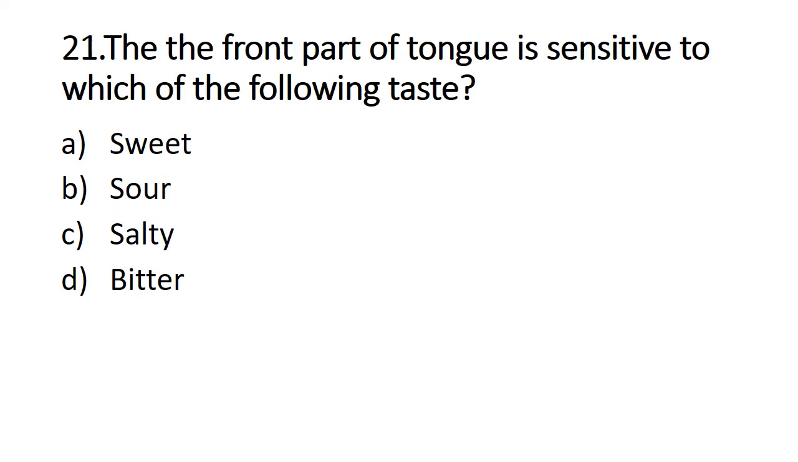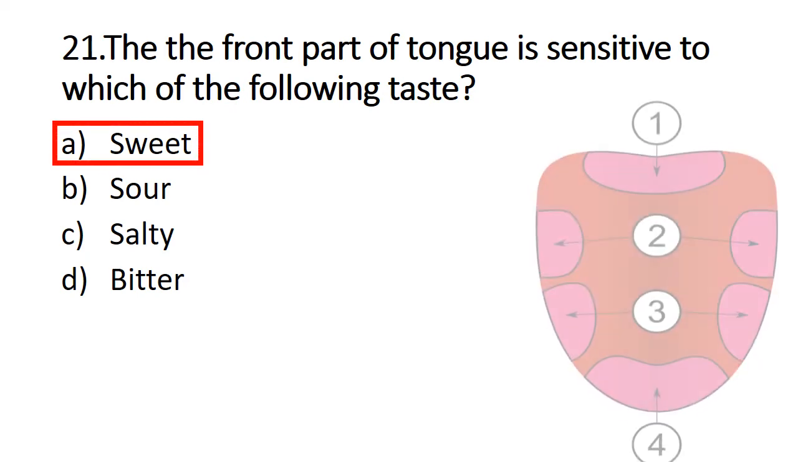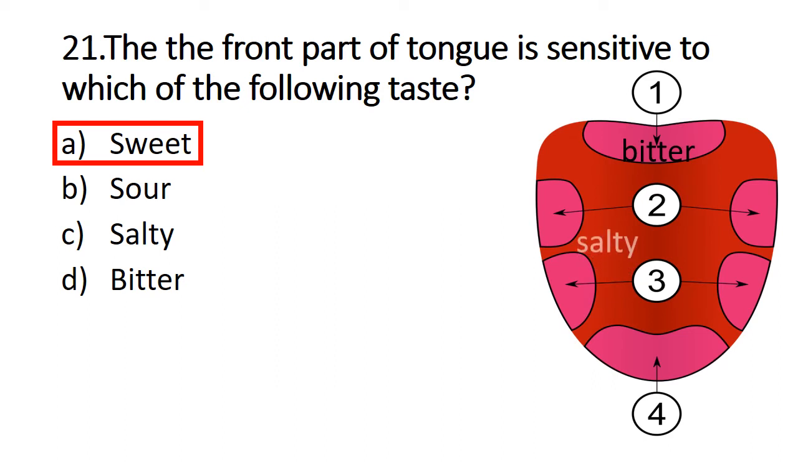The front part of tongue is sensitive to which of the following taste? A. Sweet, B. Sour, C. Salty, or D. Bitter. So, the correct answer is option A. Sweet. As you can see, here is a picture of tongue. The first part is bitter, the inner one. The second one is salty. The third one is sour. And the front part is sweet. Let's move on to the 22nd question.